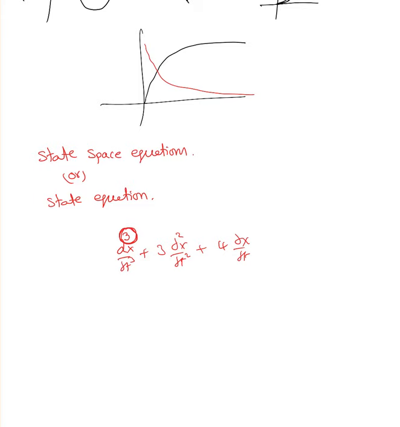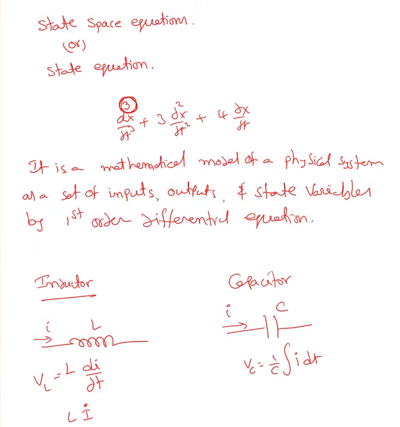It is a mathematical model of a physical system as a set of input, output and state variables by a first order differential equation. Let me write down the definition. So the state space equation or state equations are nothing but a mathematical model of a physical system as a set of inputs, outputs and state variables by first order differential equation.